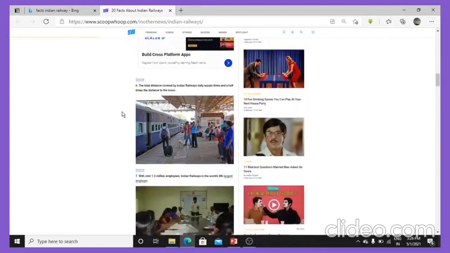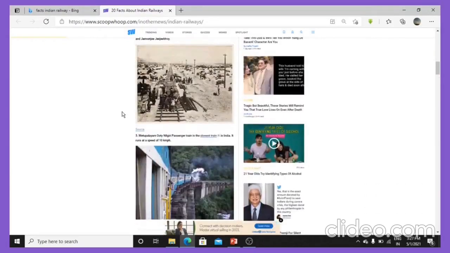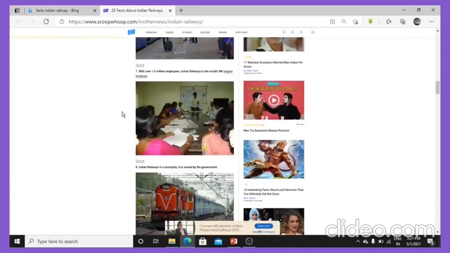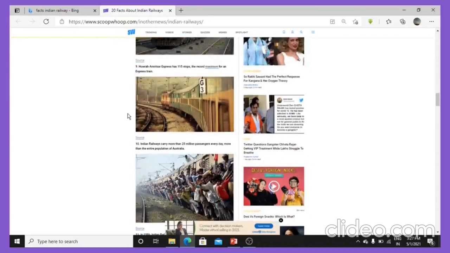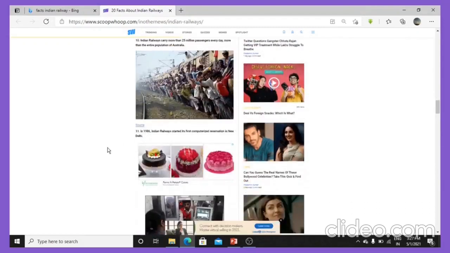And there was one more interesting fact which was related to Australia. Yeah, so you know that number of people traveling in Indian Railway is more than 25 million passengers every day, and 25 million is more than complete Australia's population. So if Indian Railway was in Australia, the complete population can easily manage to move in the railway system.